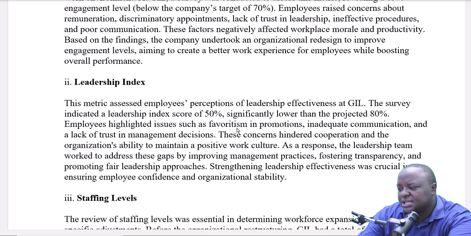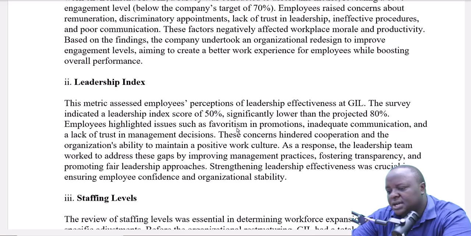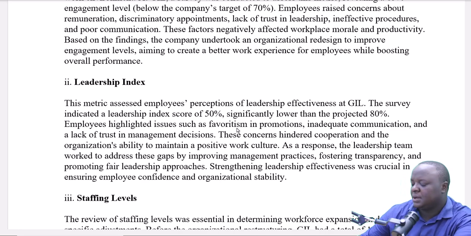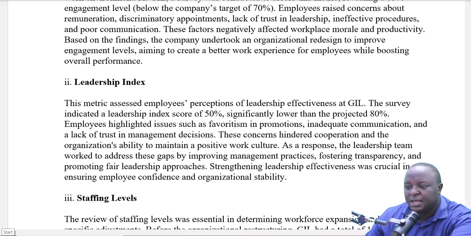So these concerns hindered cooperation and the organization's ability to maintain a positive work culture. As a response, the leadership team worked to address these gaps by improving management practices, fostering transparency, and promoting a fair leadership approach, which at the end of the day strengthened leadership effectiveness. This was very crucial in ensuring that employees' confidence and organizational stability were regained.